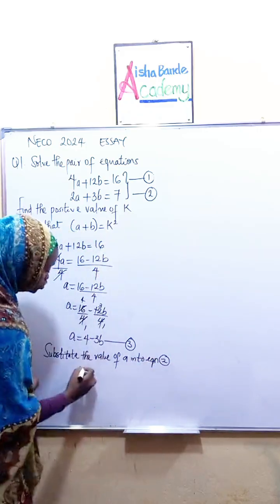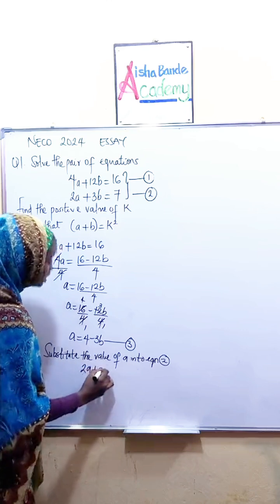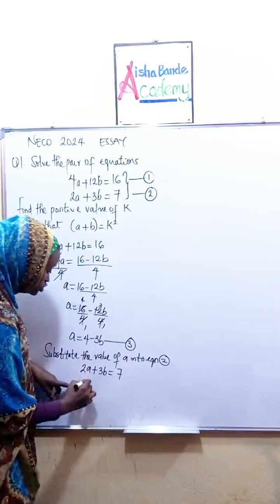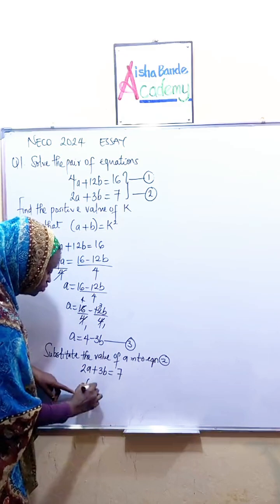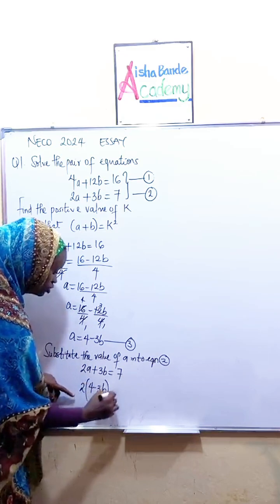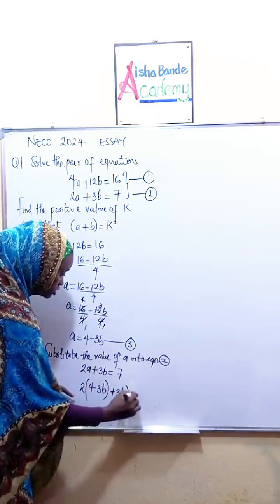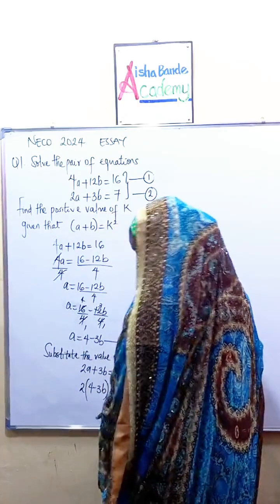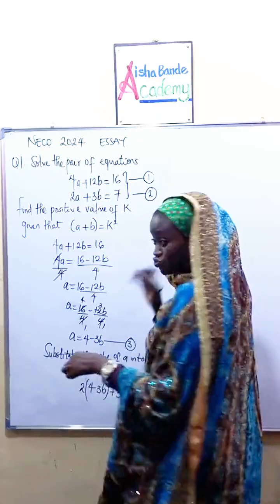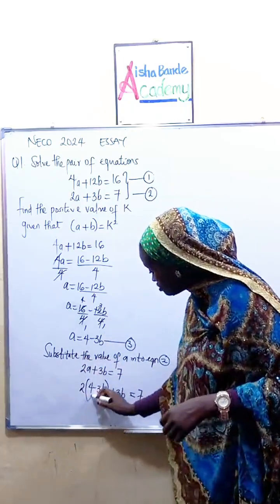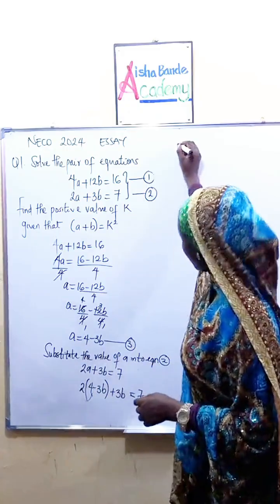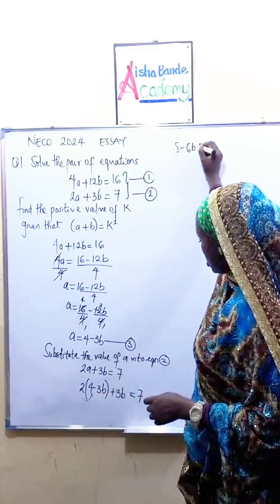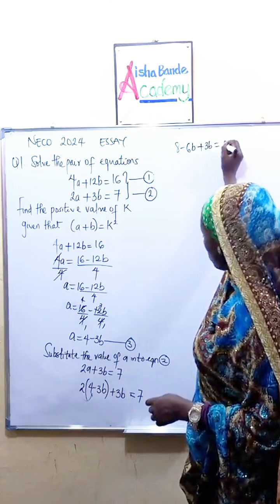And we know that equation 2 is 2a plus 3b equals 7. So now let's substitute. We have 2 open bracket a, which is 4 minus 3b, close bracket, plus 3b is equal to 7. So we're going to expand the bracket, that means we remove the bracket. Here we have 2 times 4, which is 8, minus 2 times 3b, which is 6b, plus 3b is equal to 7.